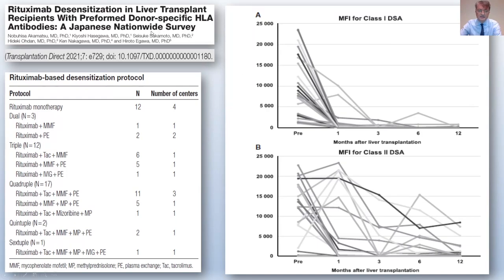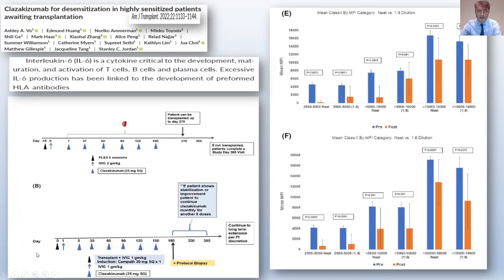This is the survey from Japan showing that every type of combination of things like IVIG, rituximab, and even plasmapheresis and IVIG with rituximab was used in some centers. It was aimed, of course, to remove and block the presence and the production of class 1 and class 2 DSAs.